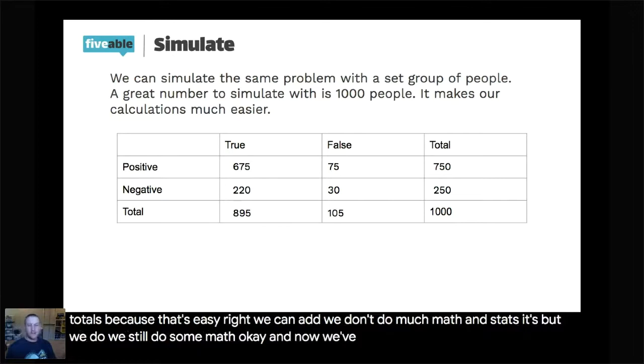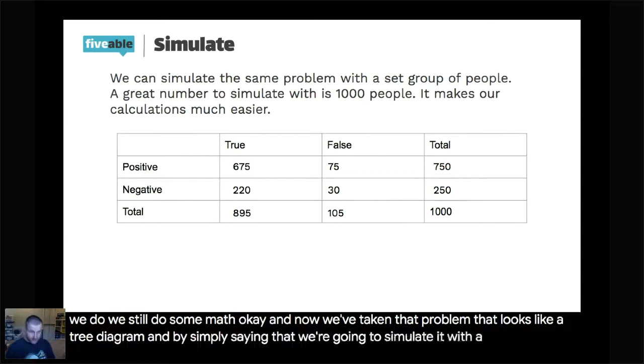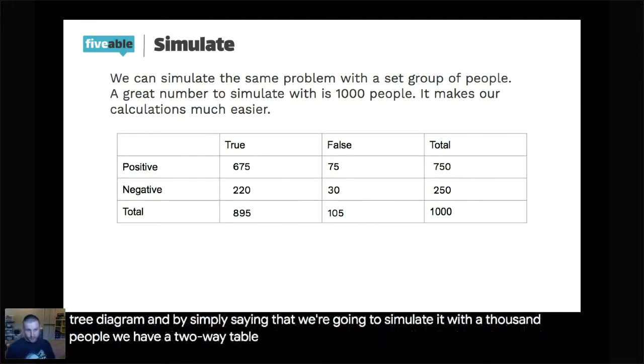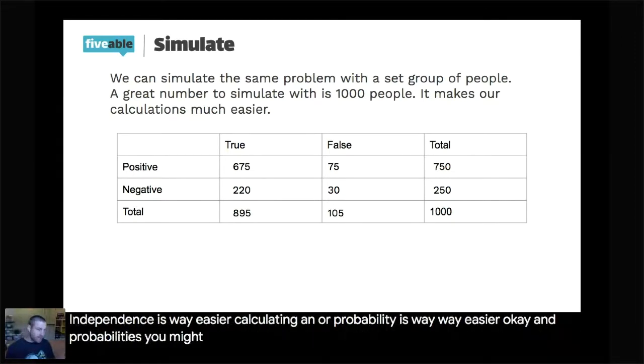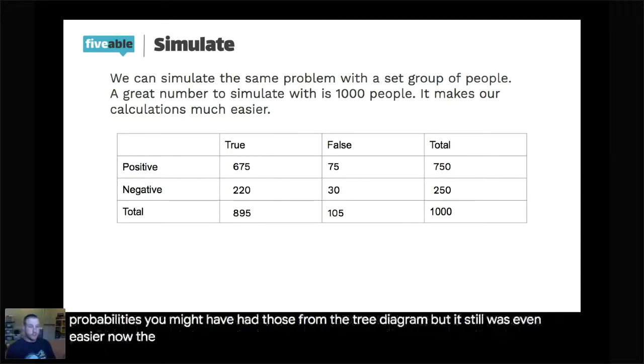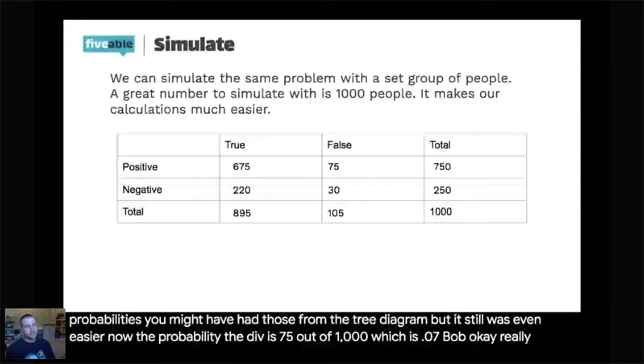Okay. And now we've taken that problem that looked like a tree diagram, and by simply saying that we're going to simulate it with 1,000 people, we have a two-way table. Calculating independence now, or testing independence, is way easier. Calculating an OR probability is way, way easier. Okay. And probabilities. You might have had those from the tree diagram, but it still was even easier now. The probability of being false and positive is 75 out of 1,000, which is 0.075. Really, I just love this. I think it makes things a lot simpler.